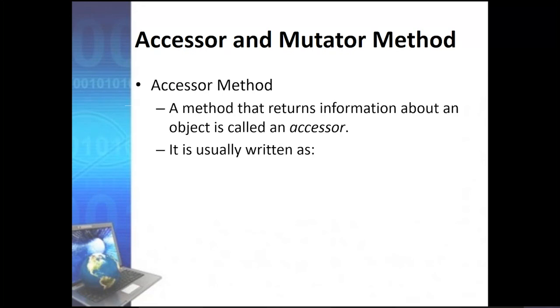Accessor method. So a method that returns information about an object is called accessor. Okay, ito lang yan. Accessor is still a method. Okay. Every time you're going to get something, if you're going to create a method to get something, that is an accessor. Ibig sabihin, you're going to get something. That's why you place the get followed by the name of the method.